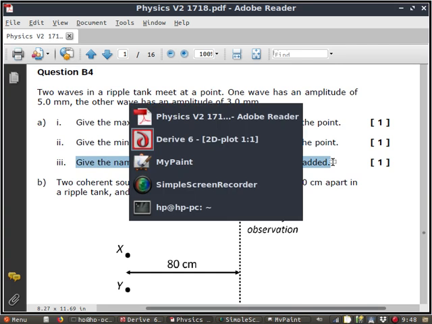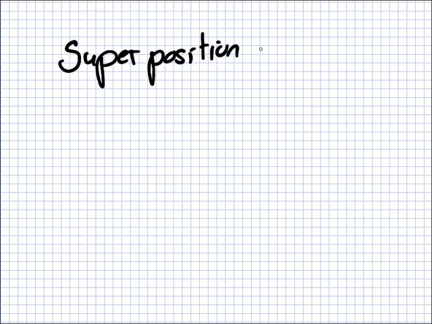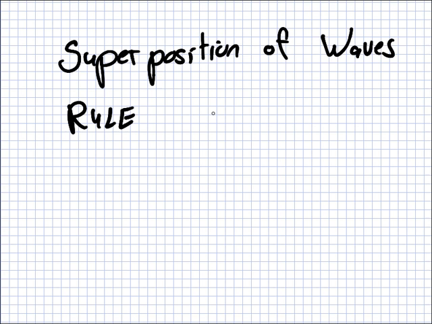Interference, or the other name for it, the fuller name, is called superposition of waves. This is the name for the rule that the total equals A1 plus A2. It could be minus A2, you know, because you could have the waves cancel as well. Okay.